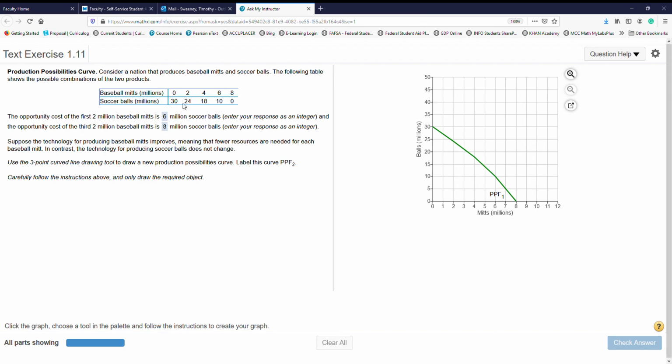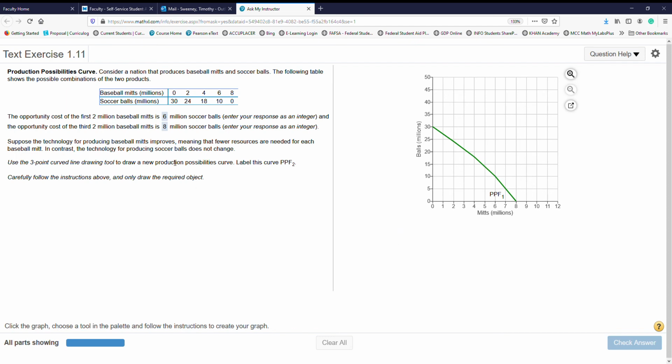If the resources I'm using take away that 6 million in soccer balls and I apply them to the baseball ones, well, it's going to give me more than 2 million now, because before it gave me 2 million, but now the technology is improved. And so it's going to produce me some more. We don't know. It doesn't tell you how much more, right? We just know it's more. So you can't do an exact curve, but they want you to do a relative curve, okay?